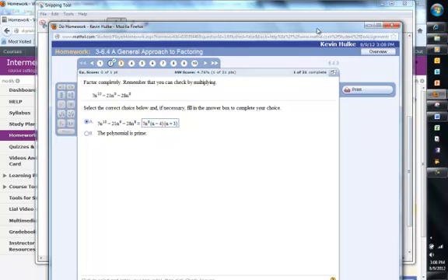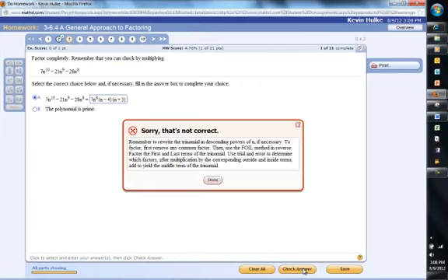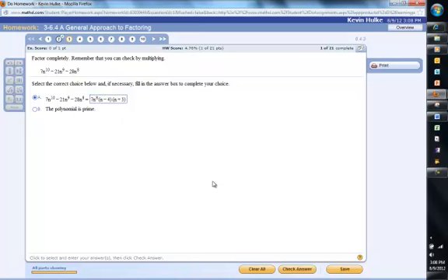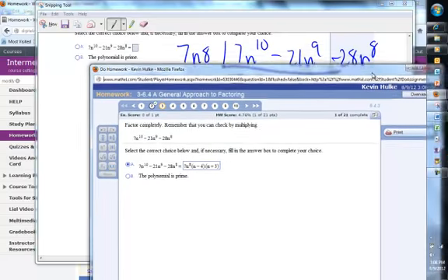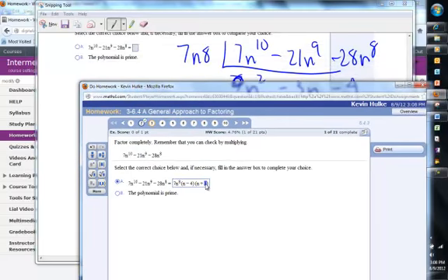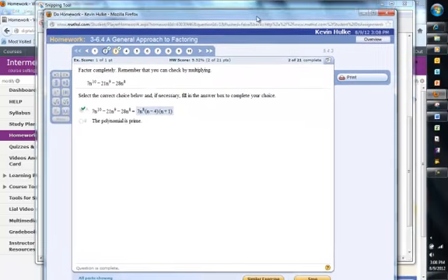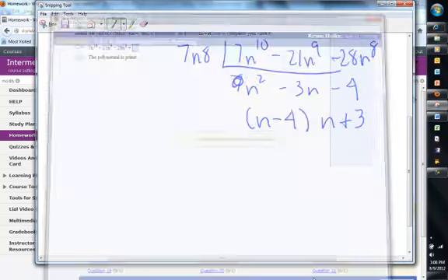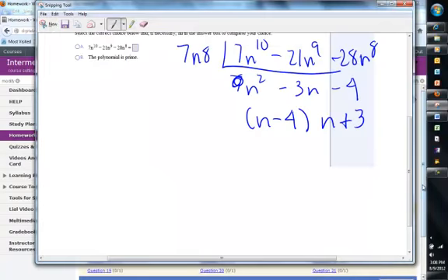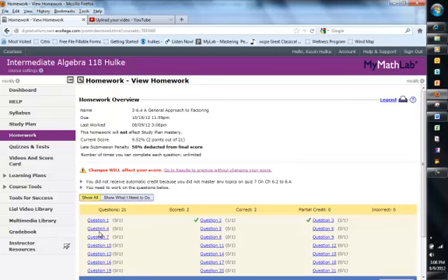Come on now. Why is this not working? That is not correct. What did I do wrong? It's supposed to be n plus 1, not 3. I don't know why I had 3 there. Oops. Go back to my assignment. Number 4.